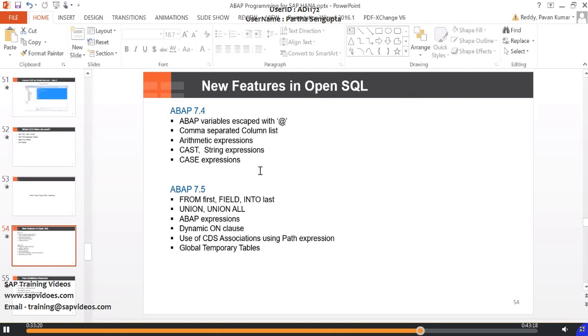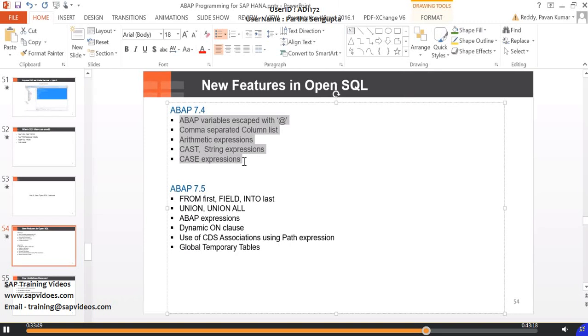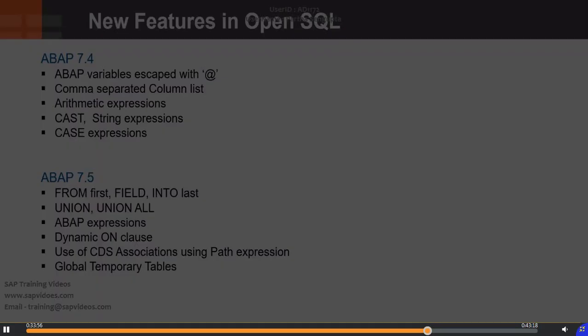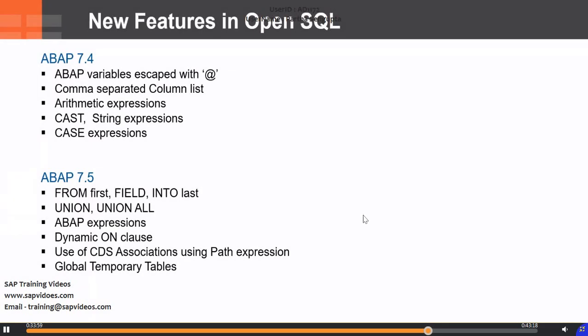And when you write a select query, when you select some fields from SFlight, all the columns, all the fields should be comma separated. So a comma separated column list has to be used. Arithmetic expressions and cast string expressions are used in the select query. Even case expressions can be used in your select query. So you have enhanced capabilities here in your OpenSQL. These features are available from SAP NetWeaver ABAP 7.4.